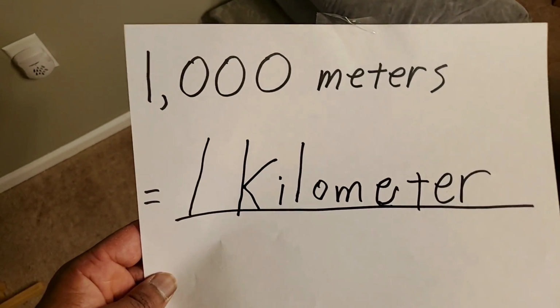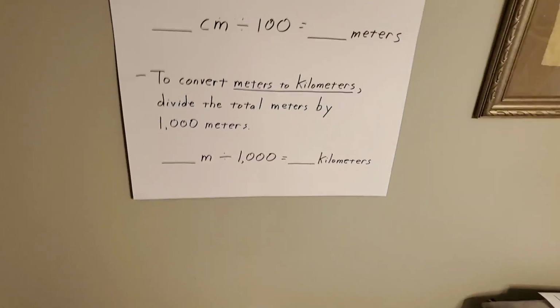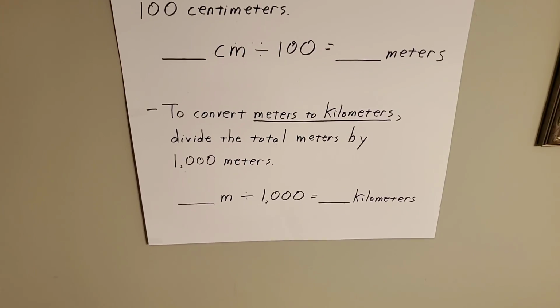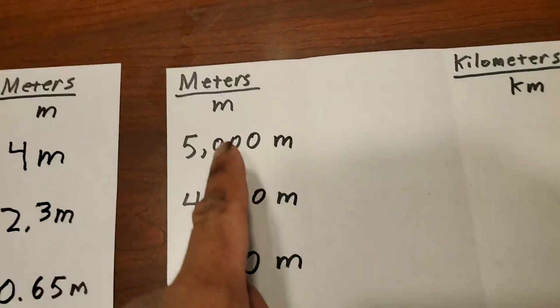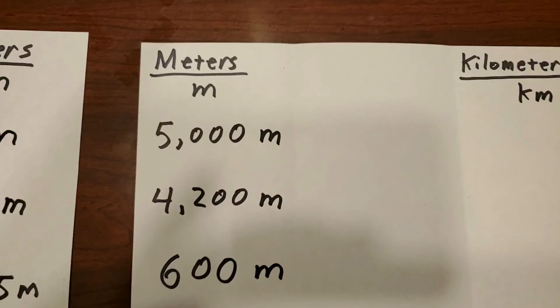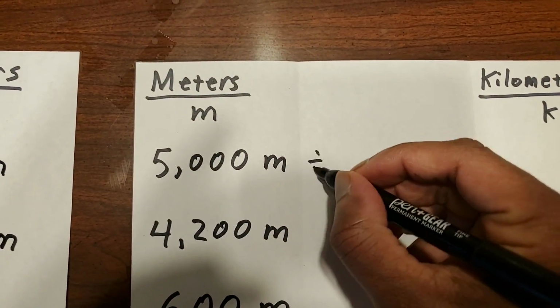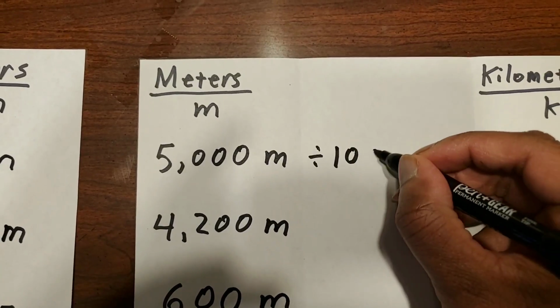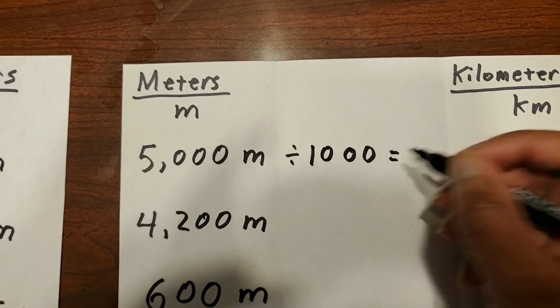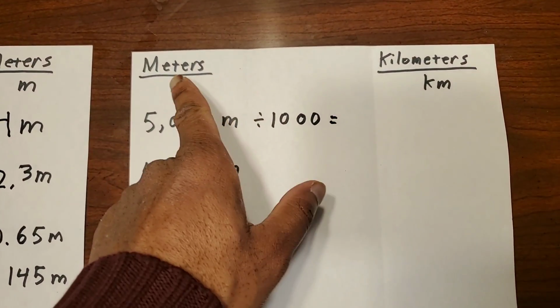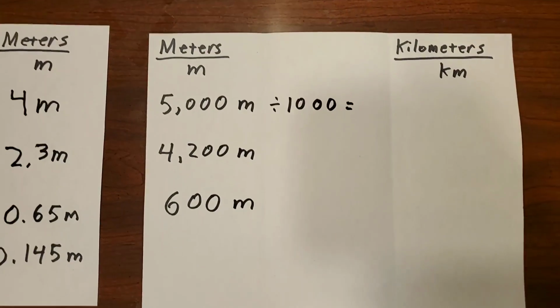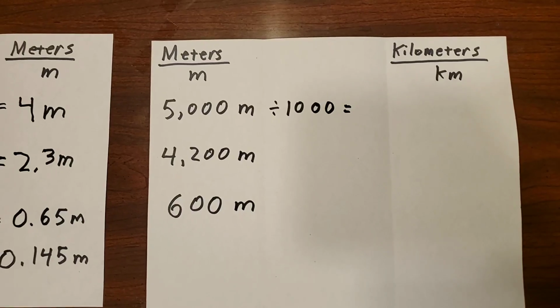It takes 1,000 meters to make 1 kilometer. And let's look back on our formula. Since it takes 1,000 meters to make 1 whole kilometer, and we're converting meters into kilometers, we are going to divide by 1,000. 5,000 meters divided by 1,000. Why 1,000? Because it takes 1,000 meters to make 1 kilometer.